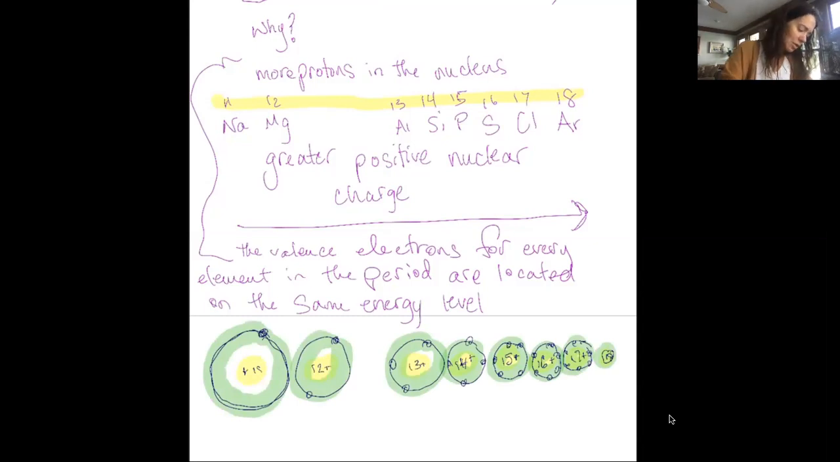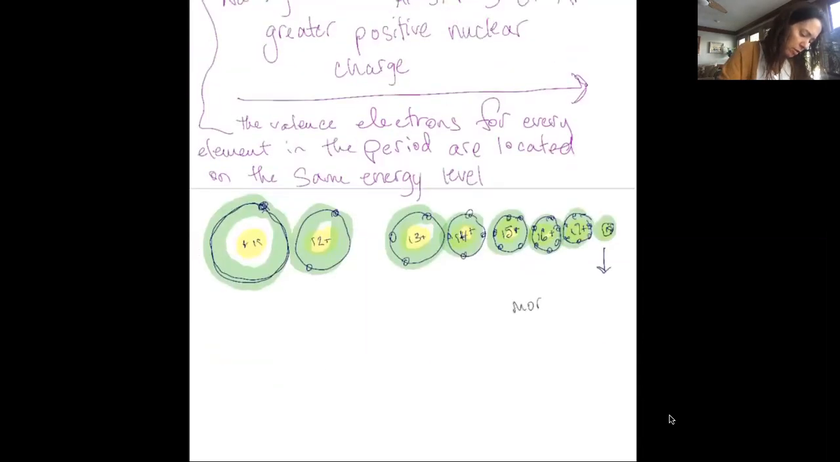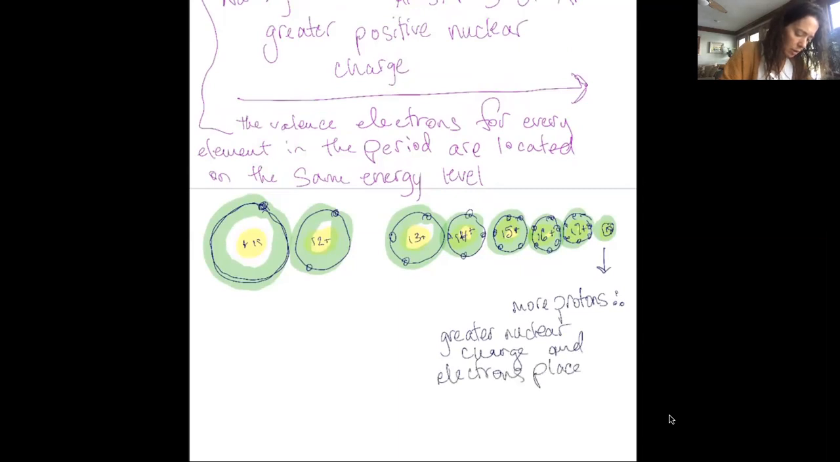So what happens is there are more protons. Therefore, remember the 3 dots being therefore, greater nuclear charge. And electrons placed on the same energy level.